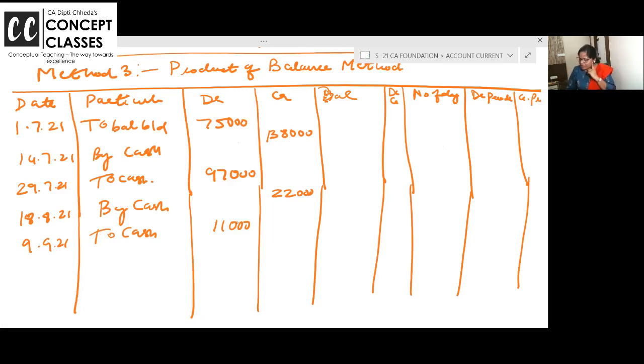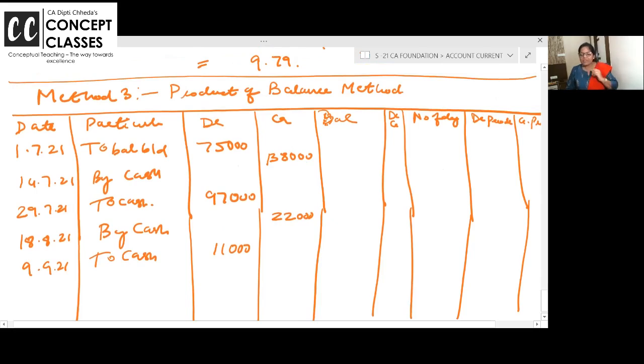Okay. Now when we have calculated the balance of the product, after that we will now calculate the balance and number of days. Meaning after every transaction, what is the balance? So first balance was 75,000. Then 138. The 75,000 was debit.